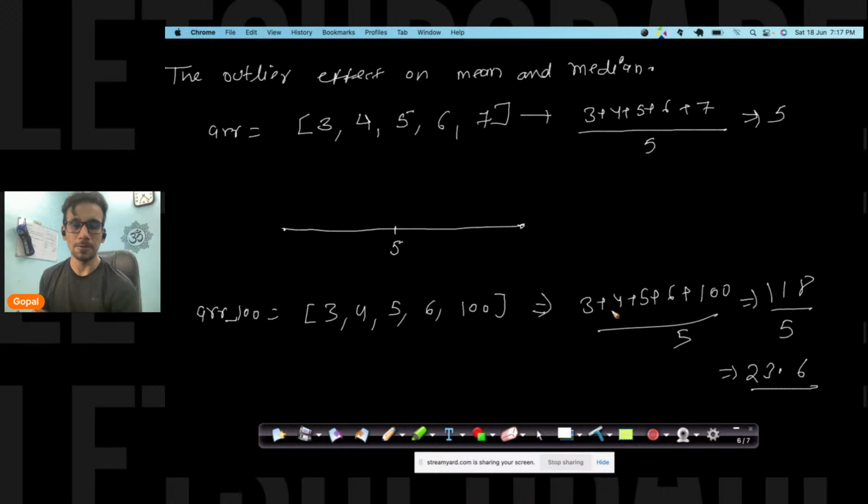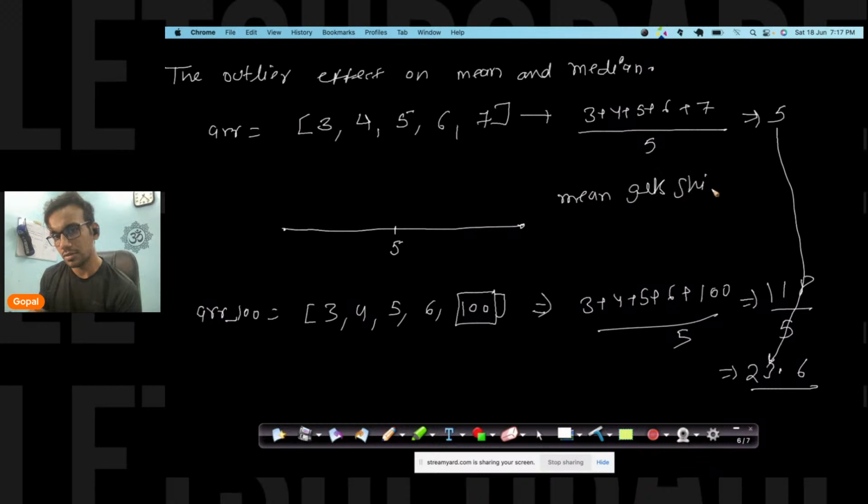Now you can see there was a drastic shift when we introduced an outlier in our data set. So what exactly can you conclude from here? Your mean gets shifted whenever there is an outlier, always. That was your mean's effect from the outlier.